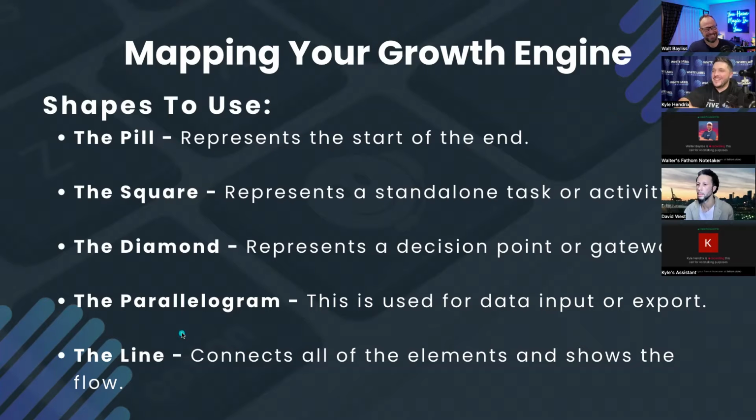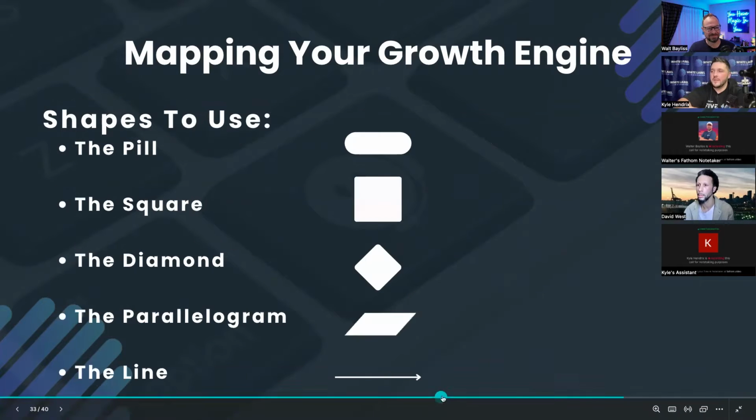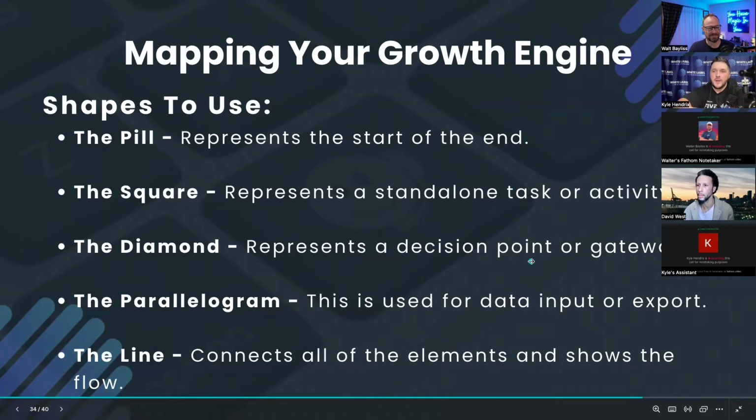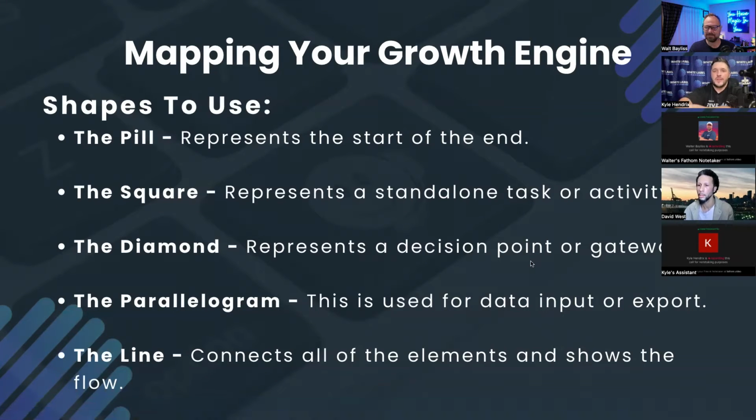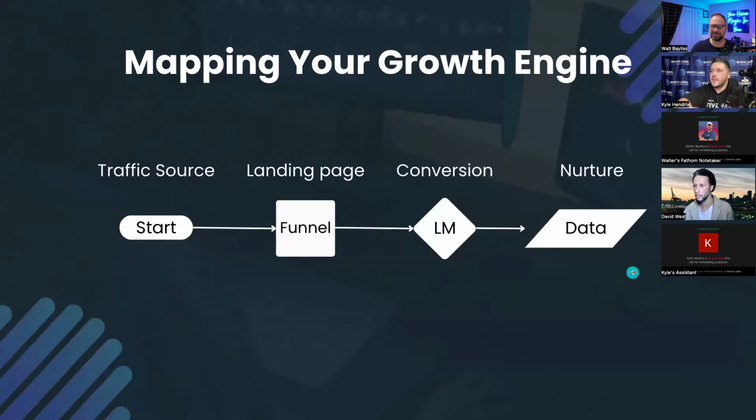Right. The line, obviously connecting all those elements, showing the flow. This one's got an arrow on it. So people on your team, in your business, your affiliates, whoever you're showing your growth engine to and explaining to them, this is how the business works. That's how you will show the direction of the flow.